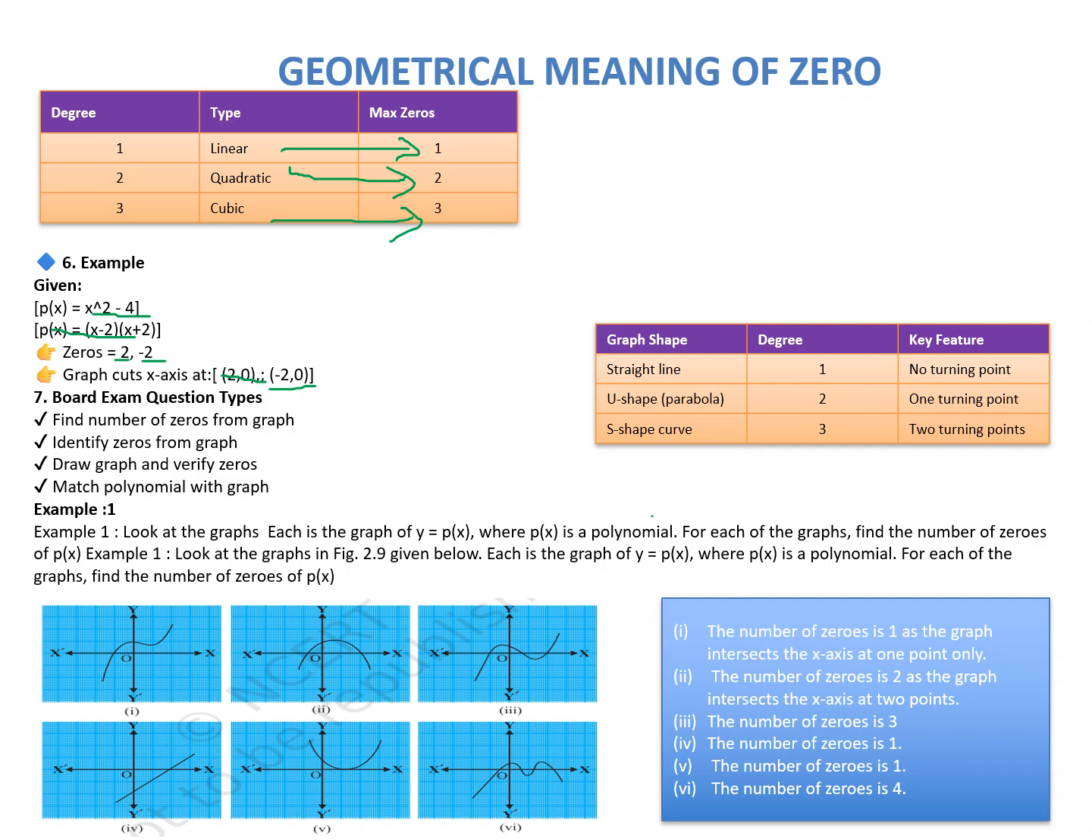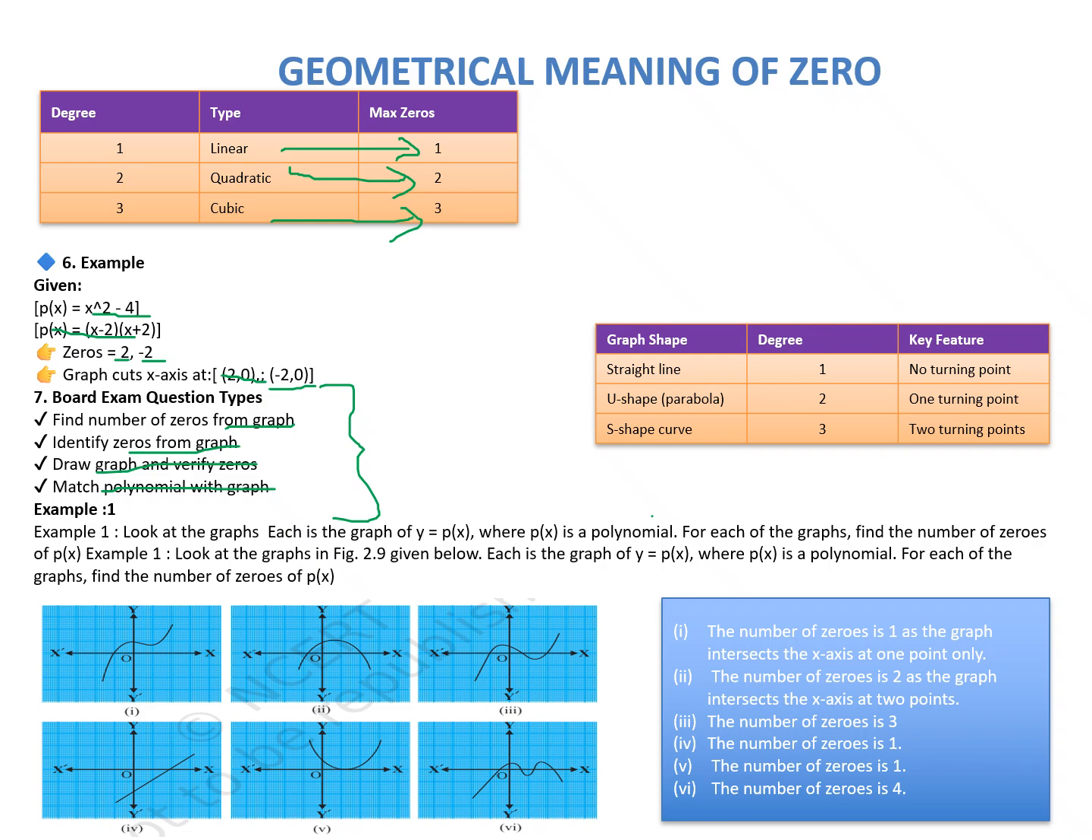Typically, in board-type questions, we normally get questions wherein we need to tell how many zeros there are for a particular equation. What we have to do is find the number of zeros from the graph, identify the zeros from the graph, draw the graph and verify the zeros, and match the polynomial values. These are the different types of questions we normally get from polynomials. We also need to draw the graph based on the equation.